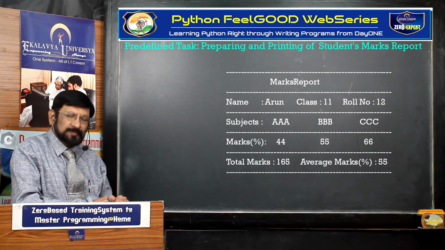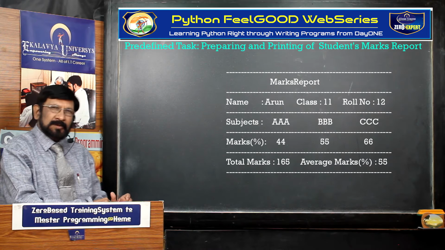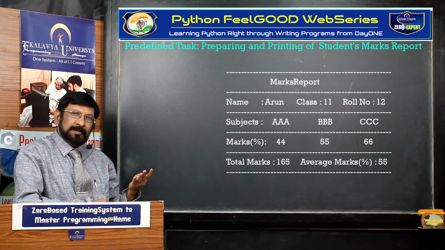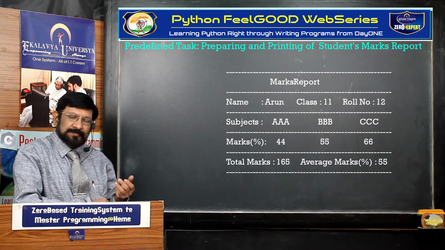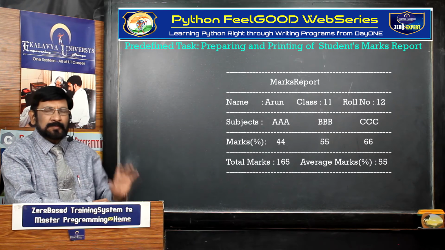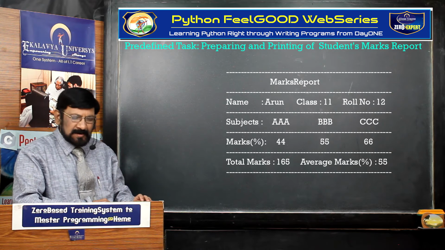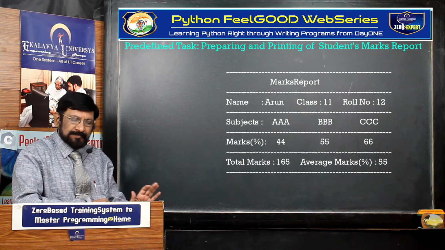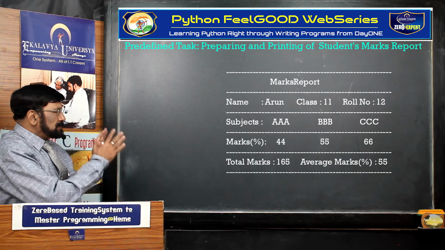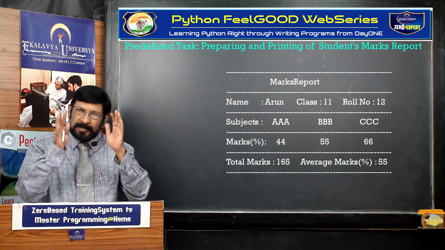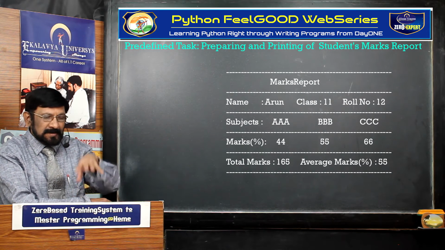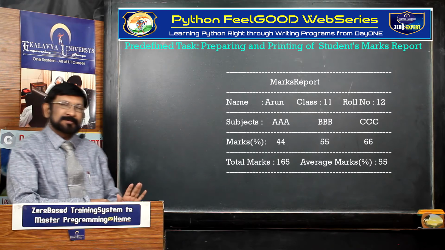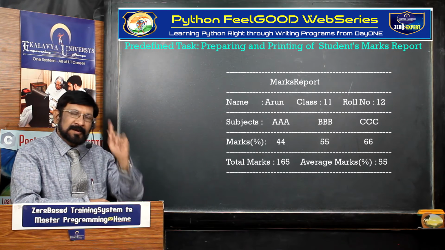And this is a student's mark report. And here, what are the elements? Student name, student class number, student roll number, subject name. For subject names here, we give general names: triple A, triple B, triple C. Let me explain that. Thereafter, marks, percentage, and thereafter total marks, average marks, all that we give, and we display it. We print it in a format, not dumping, print it in a format. This is our task. This is called a predefined task.